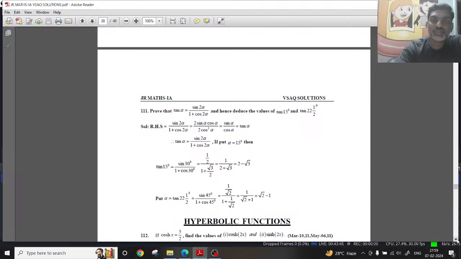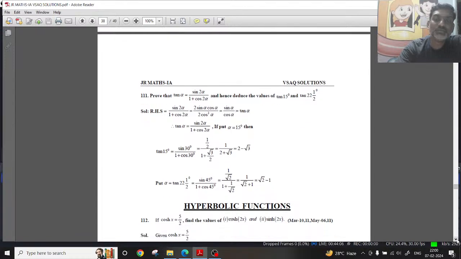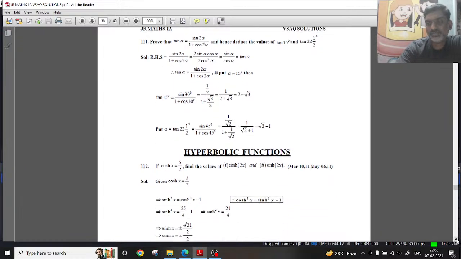And they are asking us to calculate tan 22.5 degrees. Then put alpha equal to 22.5. Then we get tan 22.5 degrees equals sin 45 divided by 1 plus cos 45, that is 1 over root 2 divided by 1 plus 1 over root 2. Then it could be root 2 minus 1. So that's about trigonometry after transformations. And periodicity questions are also included in the middle, right?